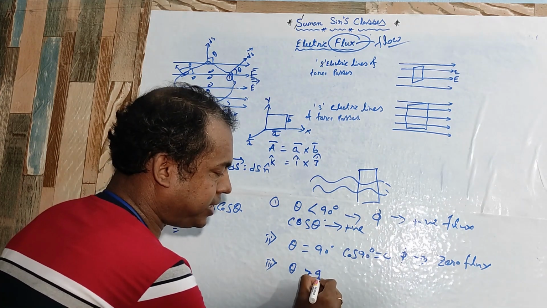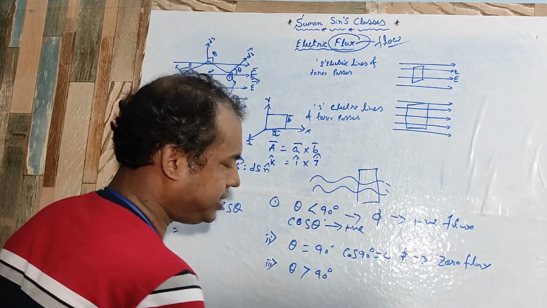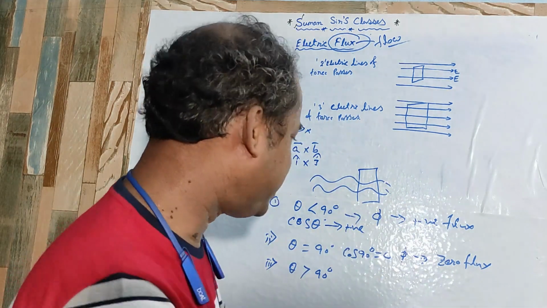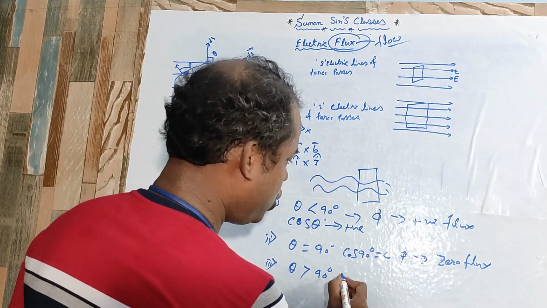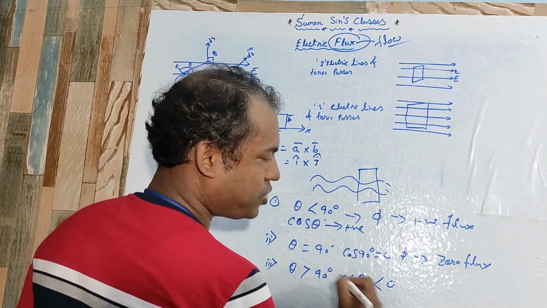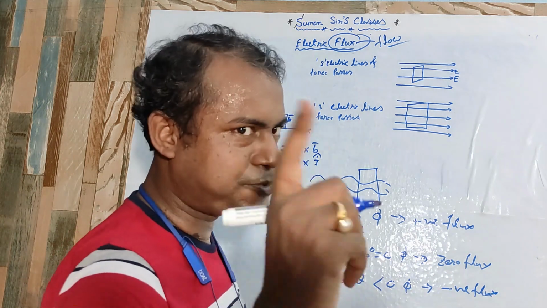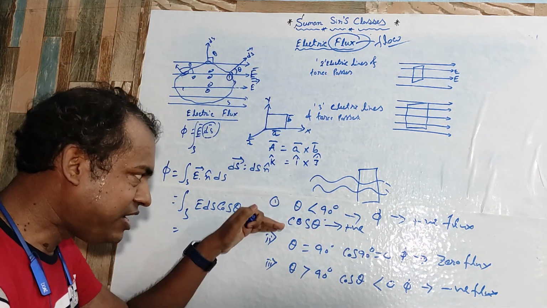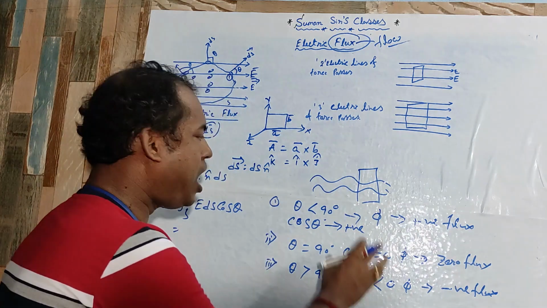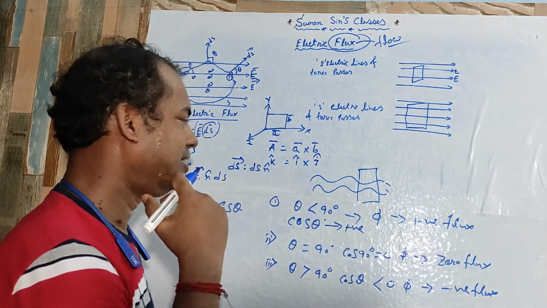And the last one: here the angle theta is greater than 90 degree. When greater than 90 degree, the cos value is obviously negative. So in this case cos theta is less than 0, so phi is negative, that is negative flux. Absolutely right. So in this way we can easily find out whether the flux is positive, negative or zero flux.